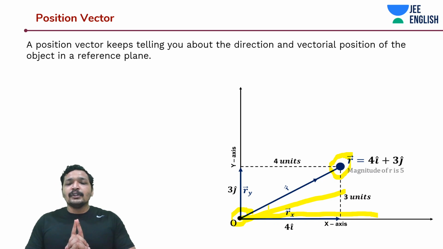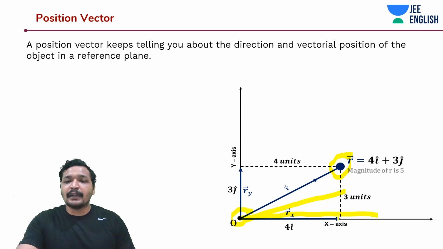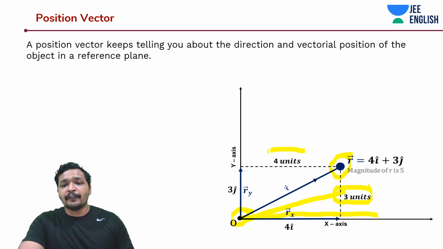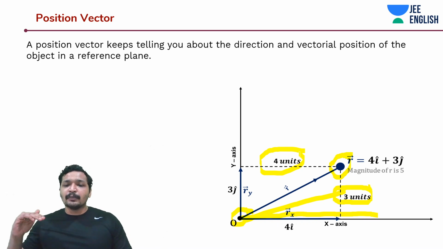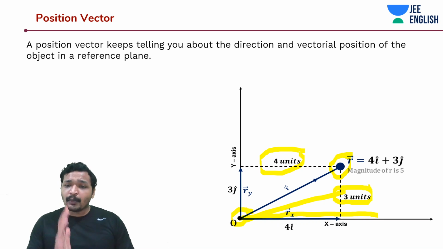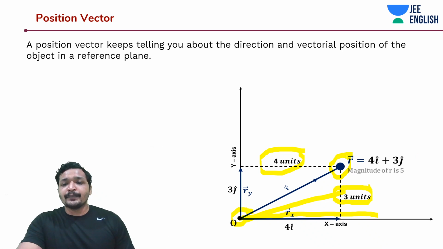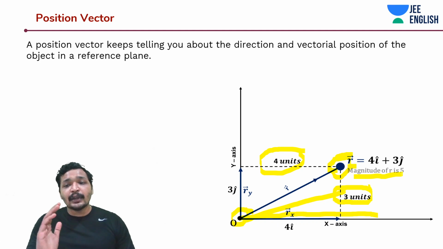So what if I told you, hey, I'm standing 3 units away from the x-axis and 4 units away from the y-axis? It becomes easy. I'm telling you the exact position. All you need to do is move 4 units along the x-axis and 3 units along the y-axis, or parallel to the y-axis, to reach this point. So that's the significance of a position vector. In this case, this position vector R has a magnitude 5, but the magnitude does not tell you everything.